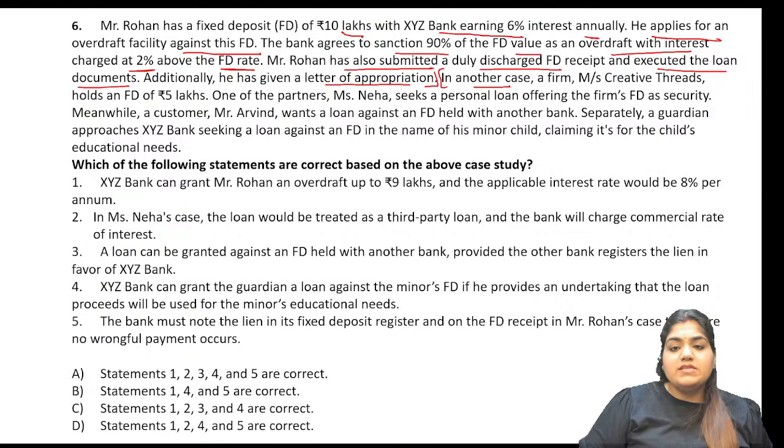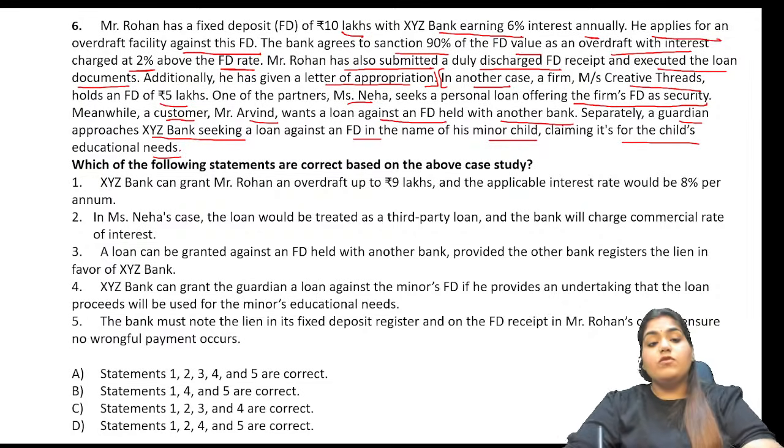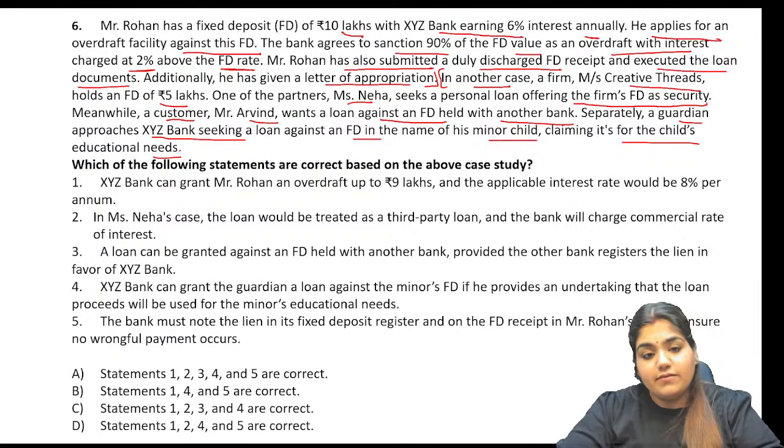In another case, Messrs Creative Threads holds an FD of 5 lakh. One of the partners, Ms. Neha, seeks a personal loan offering the firm's FD as security. Can this happen? No. Meanwhile, a customer, Mr. Arvind, wants a loan against an FD held by another bank. Separately, a guardian approaches XYZ bank seeking a loan against the FD in the name of the minor child. Can this happen? No. Claiming this to be for the child's educational need. He is saying that the money is for the child.